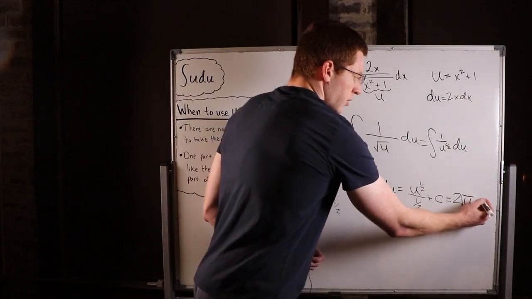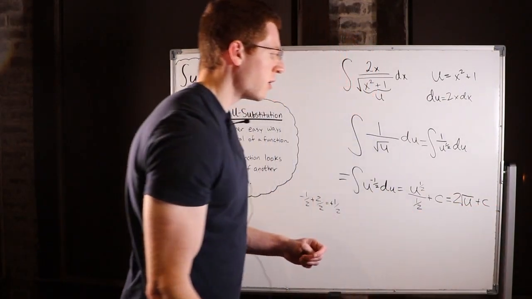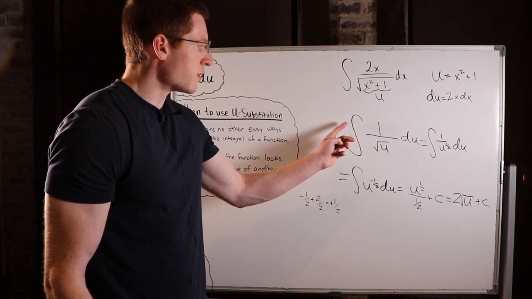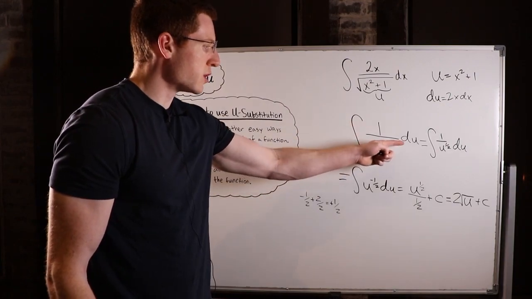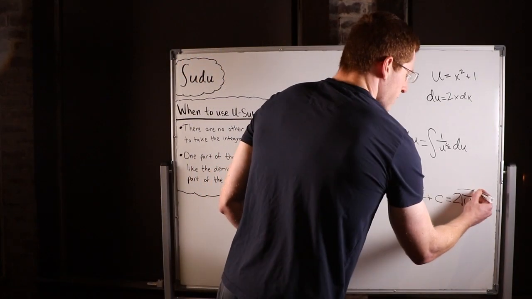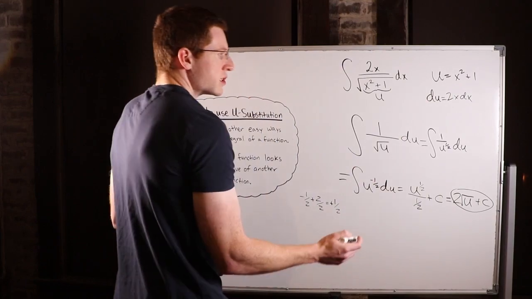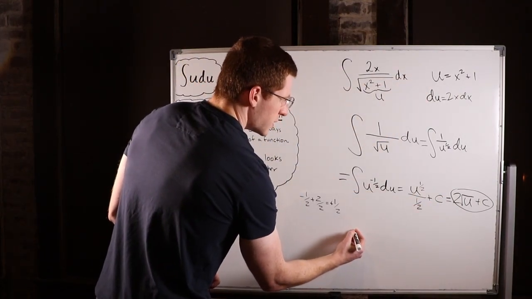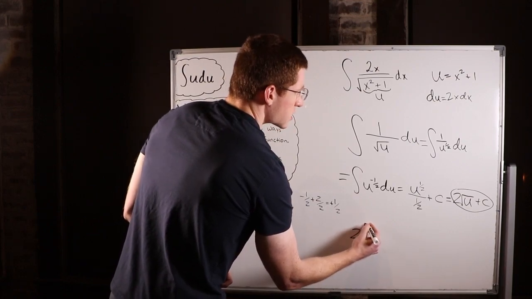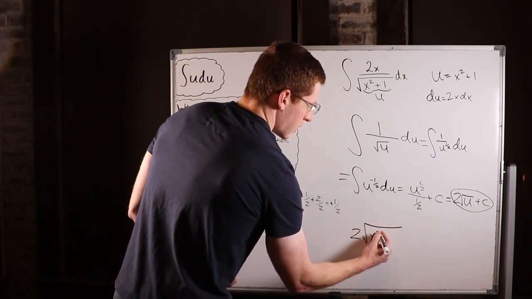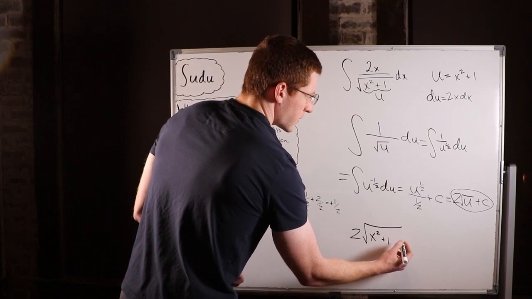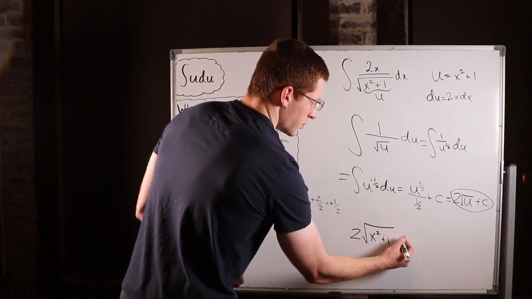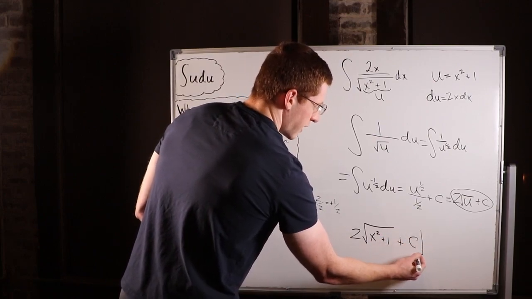And we have to add our plus c in here. So this is how we took the integral of 1 over the square root of u du. So now this is our integral here. So the final step is to substitute back in our u. So our final answer will be 2 times the square root of x squared plus 1, and then simply plus c. That's our final answer.